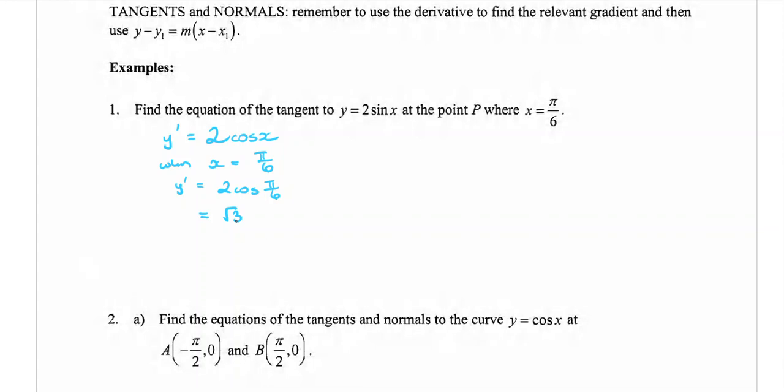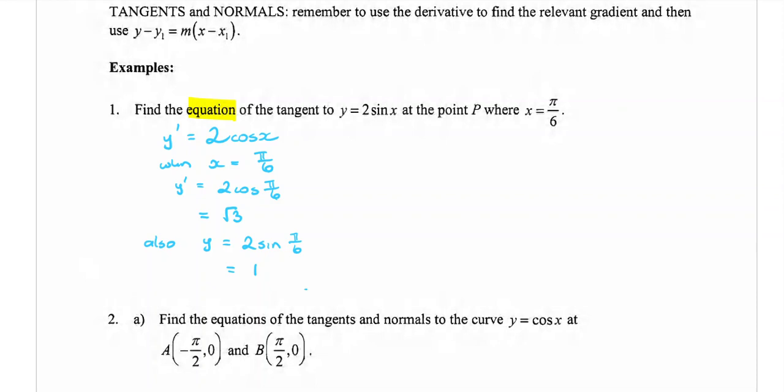Okay, now I'm after an equation, but to use this formula here for an equation, I need to have a gradient, got it? But I need a point. I don't have a point, I only have an x value. I need the y value to go with that point. So I'm going to sub that into my original equation, there it is, to find the y value. So I'm just going to write also y is equal to 2 sine pi over 6. Type that one in. It equals 1, correct.